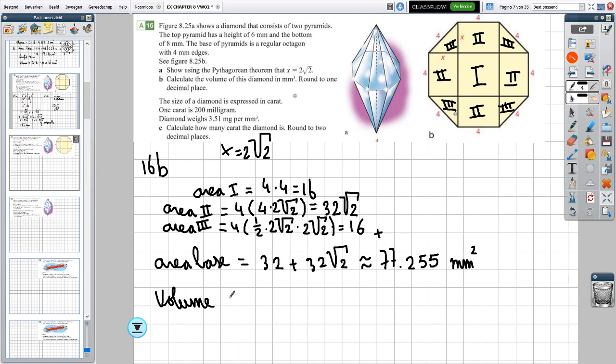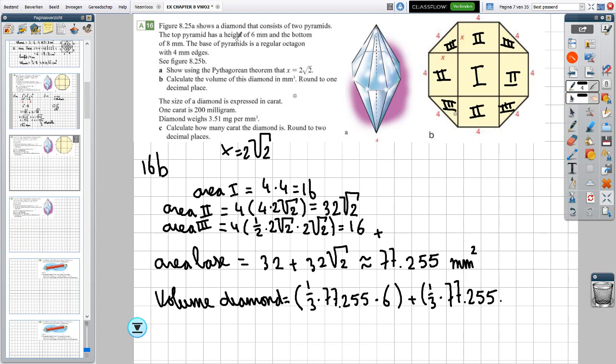Now, what is the volume of the diamond? It's going to be the volume of this pyramid on top and the pyramid down below. The first one on top is 1 over 3 times the area times the height. The height is given. The top one has a height of 6, plus the volume of the pyramid down below, which has a different height. It's a height of 8.